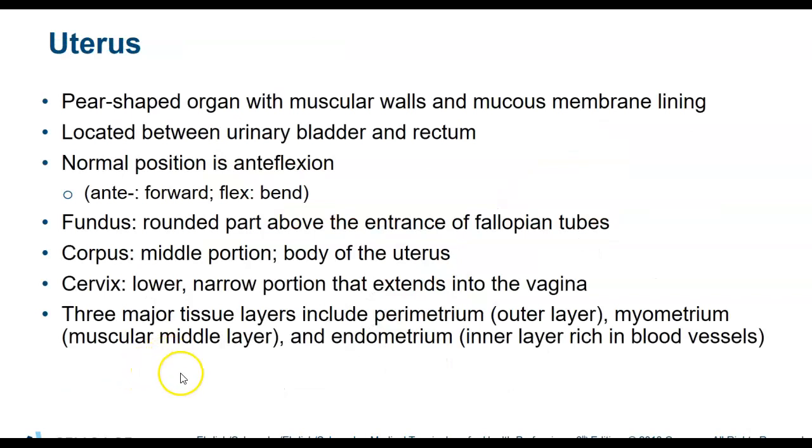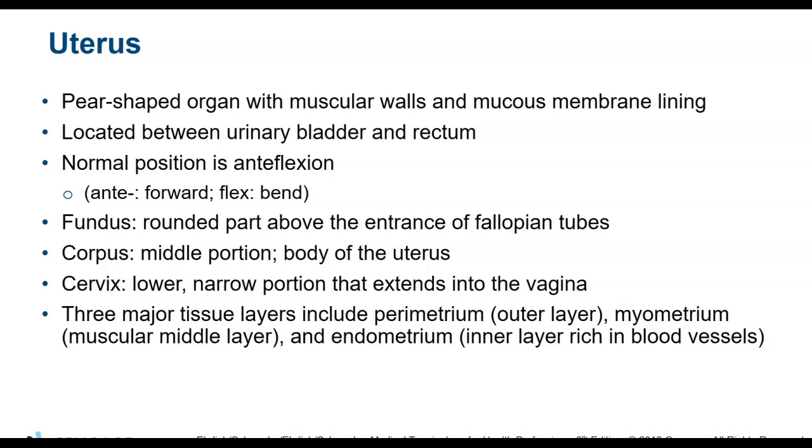Okay. The uterus is pear-shaped with muscular walls and a mucosal membrane lining. It's located between the bladder and the rectum. The normal position is anteflexion, which means it bends forward. The fundus is the round top part where the fallopian tubes come in. The corpus is the middle portion, the body of the uterus. And then the cervix is the lower narrow portion that extends into the vagina.